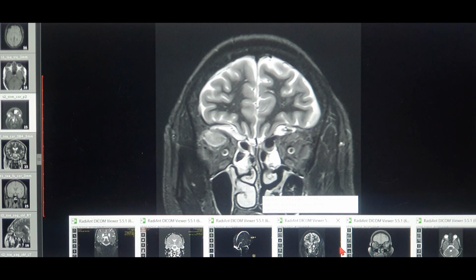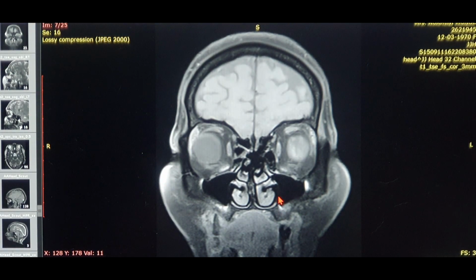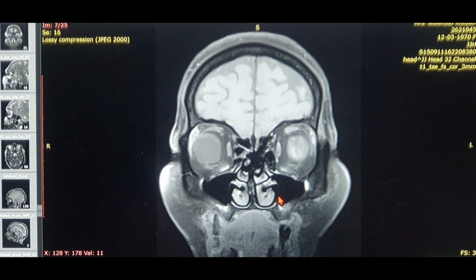So once you know the basics of the MRI, then I'll move forward with the steps of how you can read a proper MRI. As you can see on the screen, this is an MRI of a patient whom I saw sometime back in my surgical career in my hospital. What you can see over here is the coronal section of a patient.